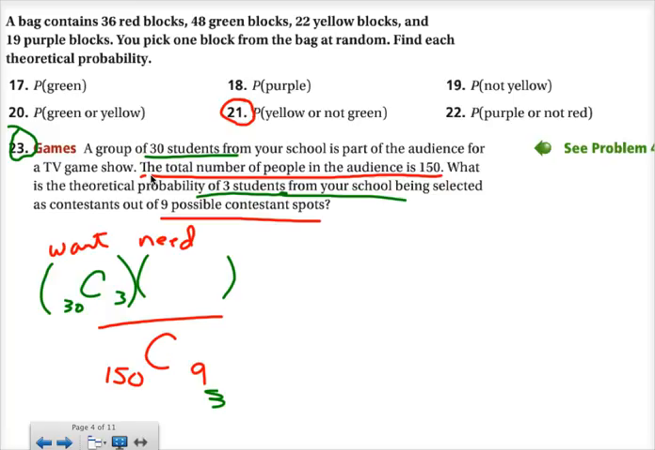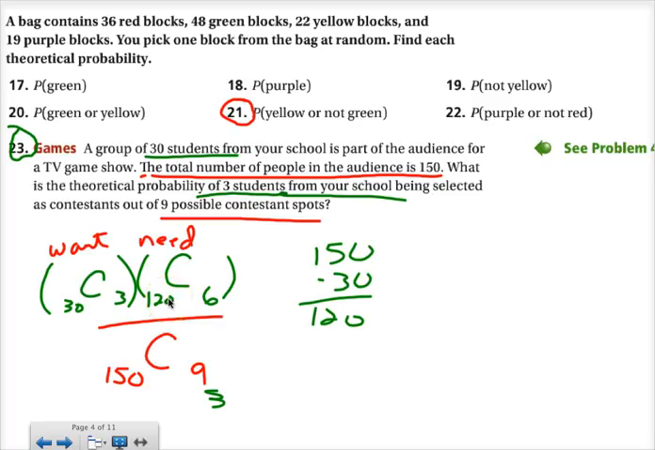Now, if 9 of them have to be on stage, and only 3 of them came from your school, that means 6 of them have to be people that don't come from your school. So you go back up there and you see there were 150 people in the audience, 30 of them were from your school, and that tells you 120 of them were not from your school. And now you have what you need.